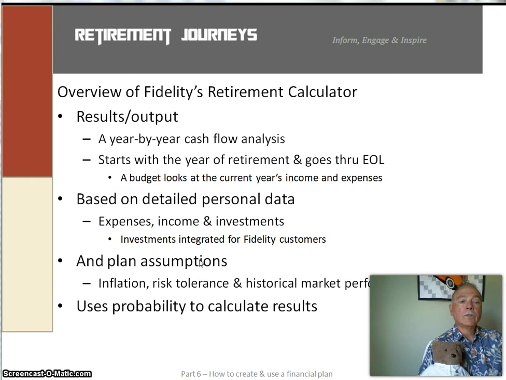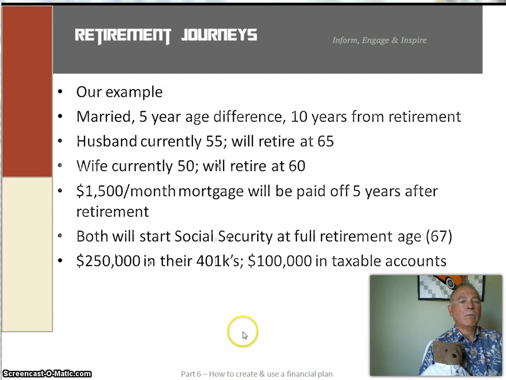The tool also uses a set of assumptions in addition to data: inflation assumptions, risk tolerance, and historic market performance. And it ties this historical market performance with Monte Carlo simulations, I guess, to come up with a probability of you being able to successfully achieve the results that are being presented, based on the data you've input and the assumptions. And that'll become more clear when I show you the example.